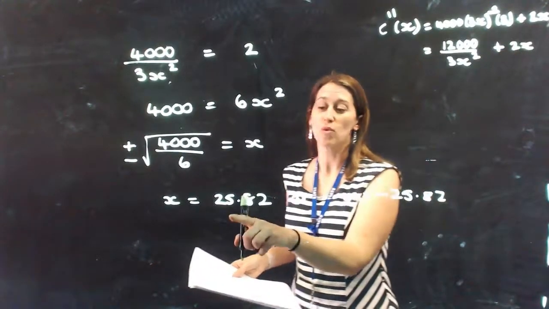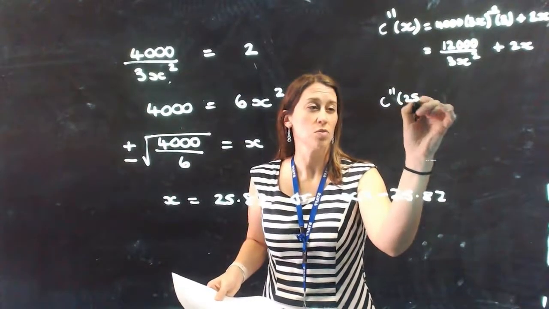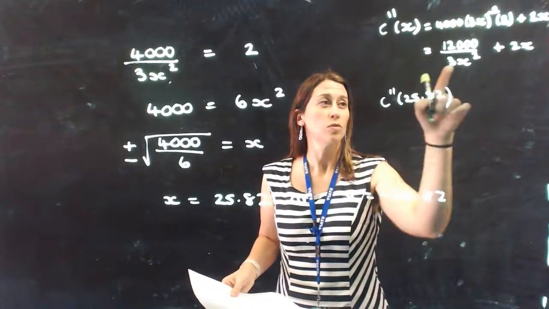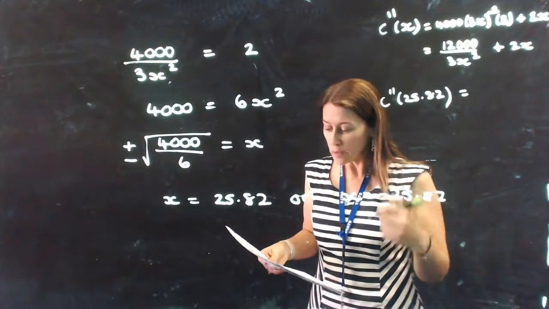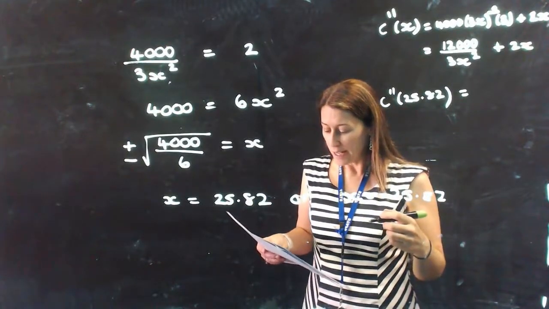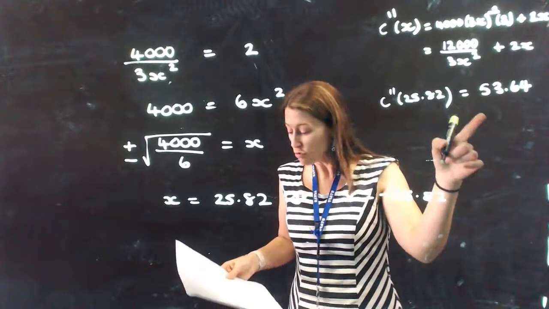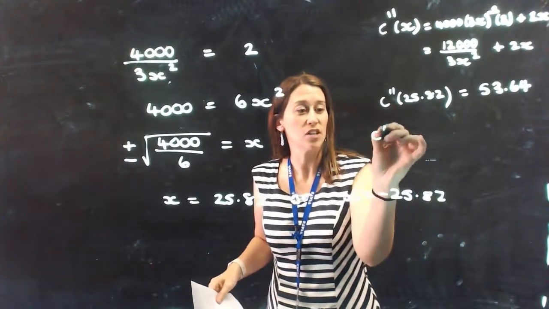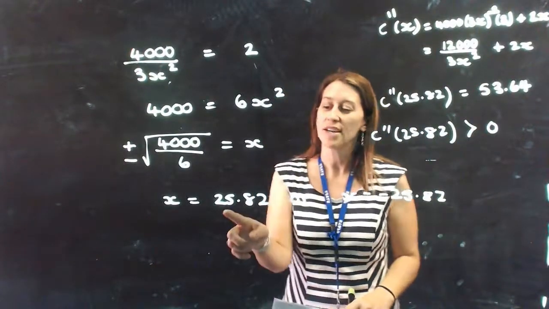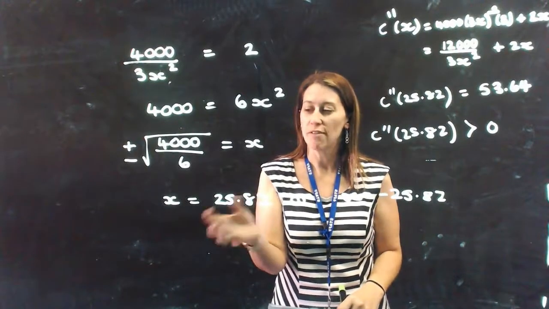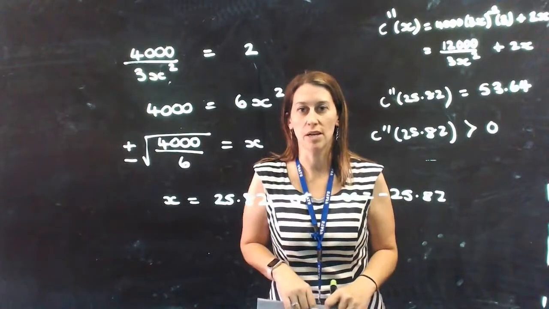Now I need to substitute 25.82 into c double dash of x, calculate it, and work out whether we're dealing with a maximum or a minimum. When I sub that in, I get 53.64, which is greater than 0. When it's greater than 0, we say it's a local minimum. So c double dash of 25.82 is greater than 0, therefore we have a local minimum. We can't have 25.82 plates, so this number of plates would minimise the cost. We say 26 plates to give us a round answer.